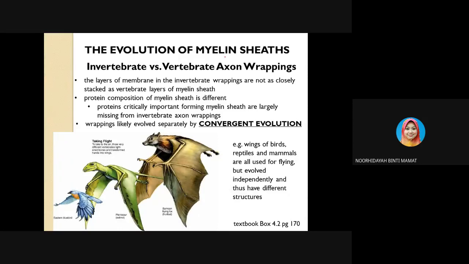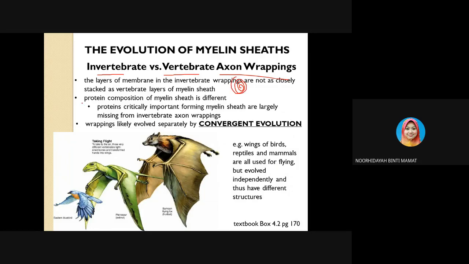Still in the evolution of myelin sheath, the invertebrate versus the vertebrate axon wrapping. As you know, in the vertebrate there is a myelin sheath. In the invertebrate there is some sort of septate junction. The layers of membrane in the invertebrate wrapping are not as closely stacked as the vertebrate layers of myelin sheath. So they are not as stacked.